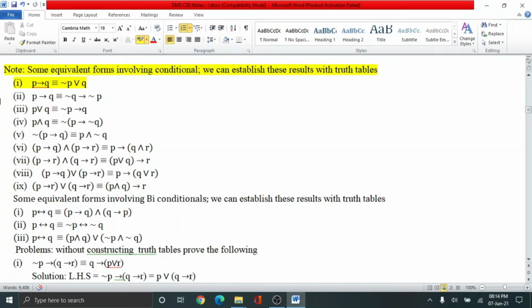Similarly, we can consider equivalent forms of the remaining terms. The second one is P implies Q, which can also be taken as an equivalent form negation Q implies negation P.